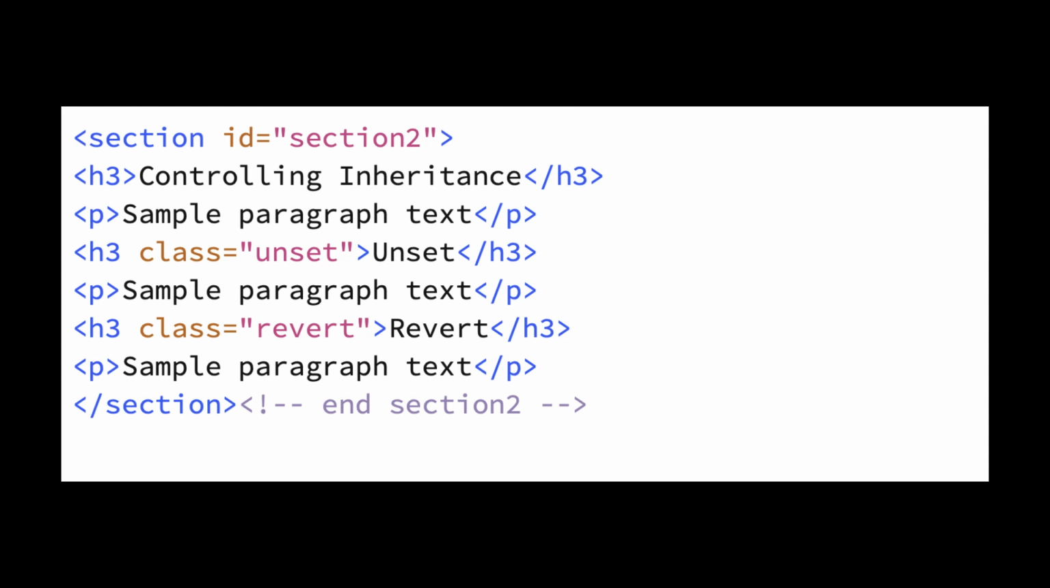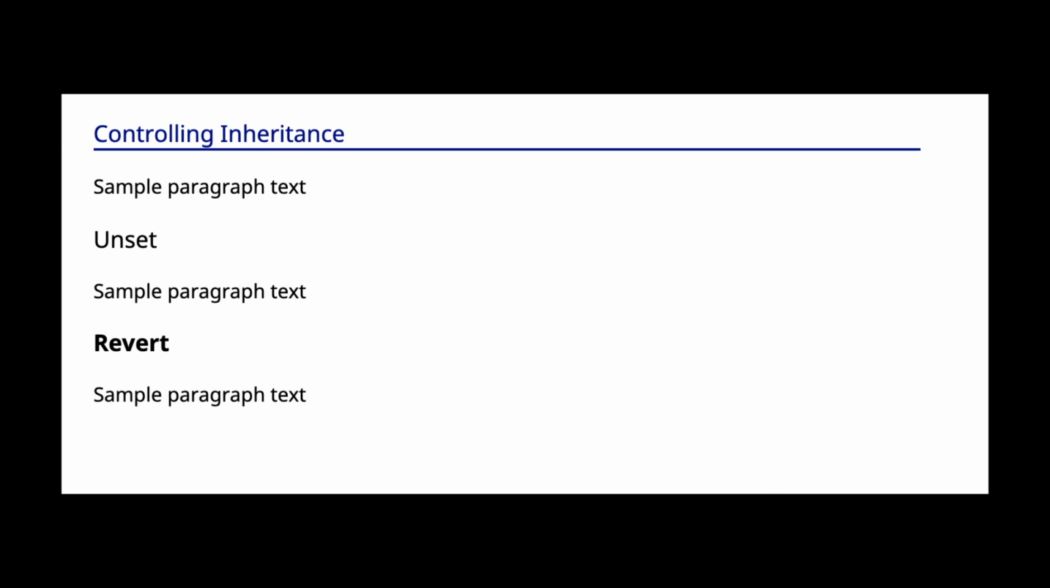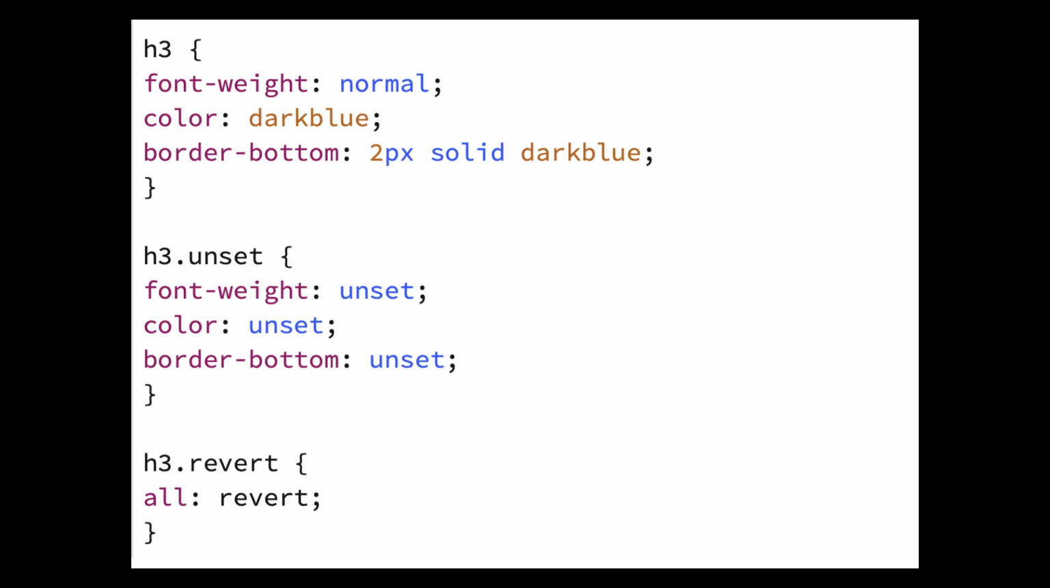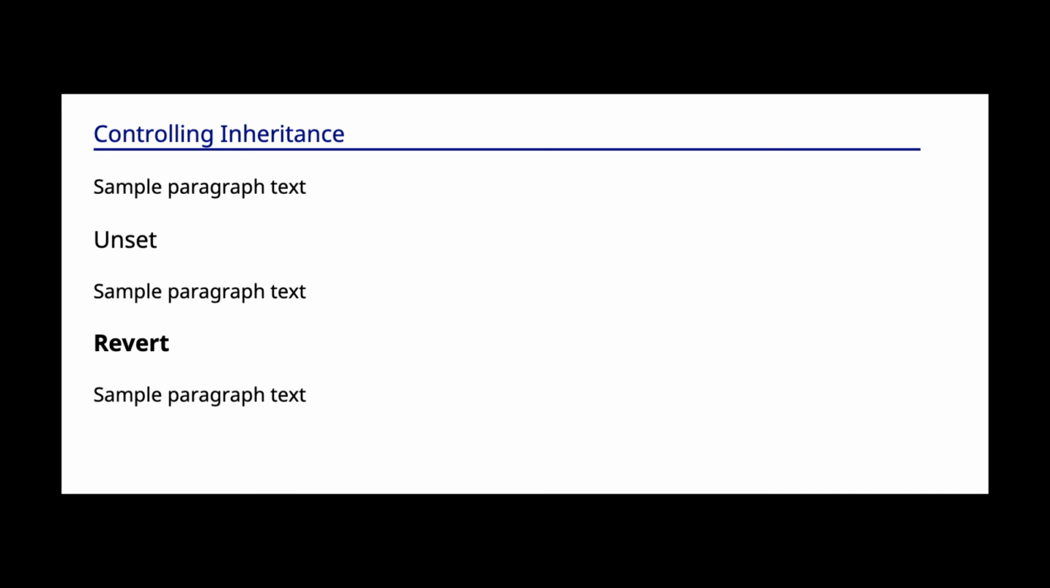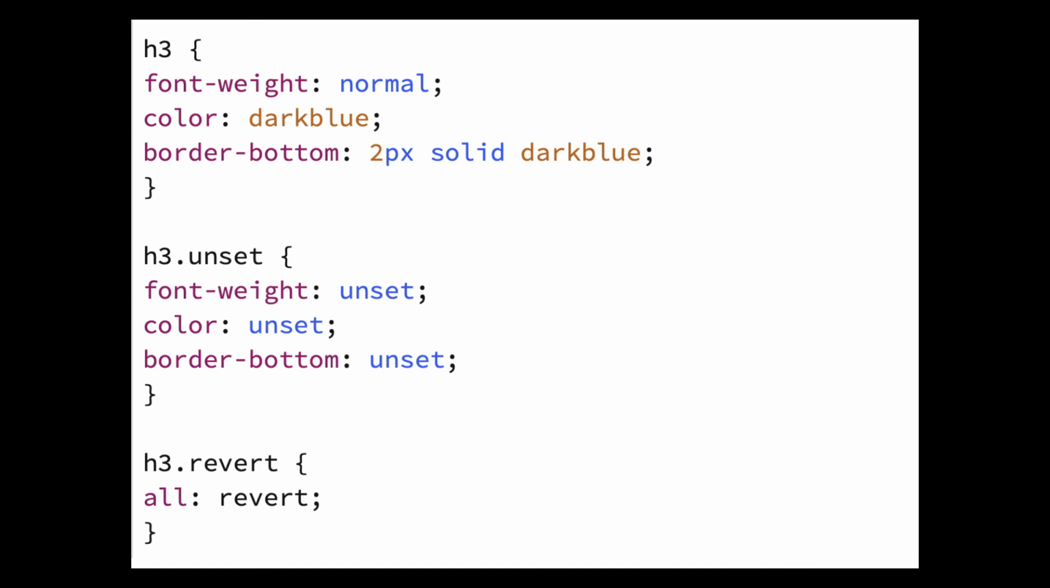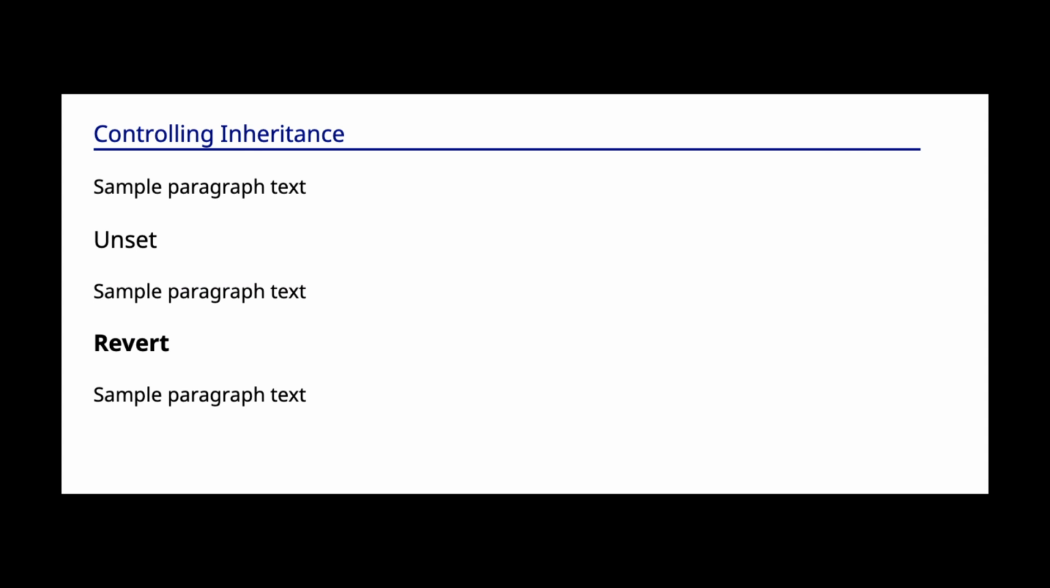In the next example, we are showing you how unset and revert act differently. As we have stated, we have added a different styling to our H3 element. It is of normal weight with a dark blue color and a dark blue underline. When we apply the value of unset to the font weight, color, and border bottom, the result is that the heading is now black without an underline. In contrast, when we apply revert, the heading is a bold weight, black, and has no underline.